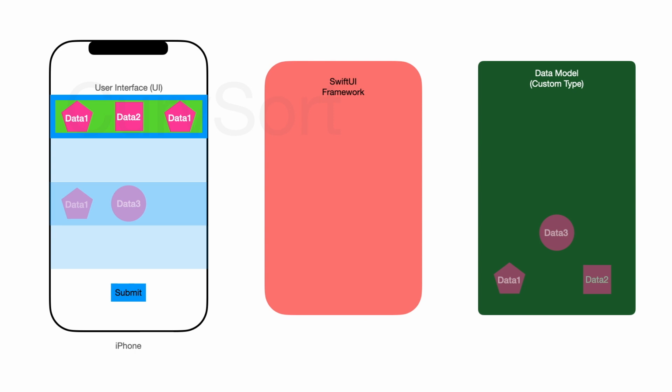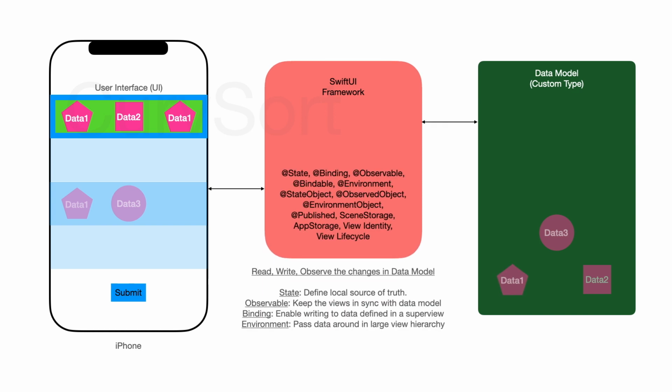These changes in data should be reflected in the views which are depending upon this data or reading them. SwiftUI framework provides certain tools to allow such observation and such connection of data. Tools that the framework provides are mostly the property wrapper types, and these are state, observable, binding, environment, and the other which are listed here in the diagram.